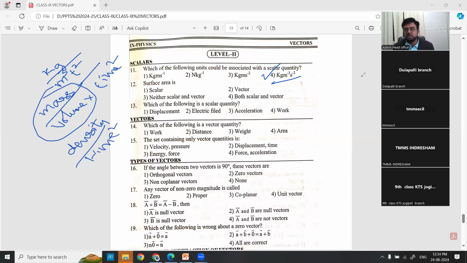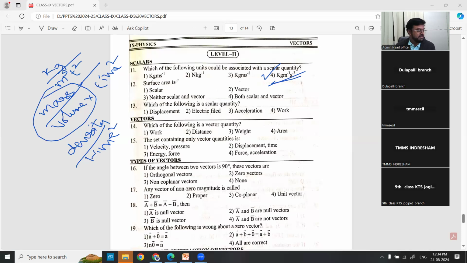So density is a scalar quantity. So automatically it becomes a scalar quantity. Right? So you can write for this also the same way. Mass by meter per second, velocity. Velocity is a vector quantity. Okay? So the answer is kg meter minus 3 s minus 2. The explanation is given in the key also for you.